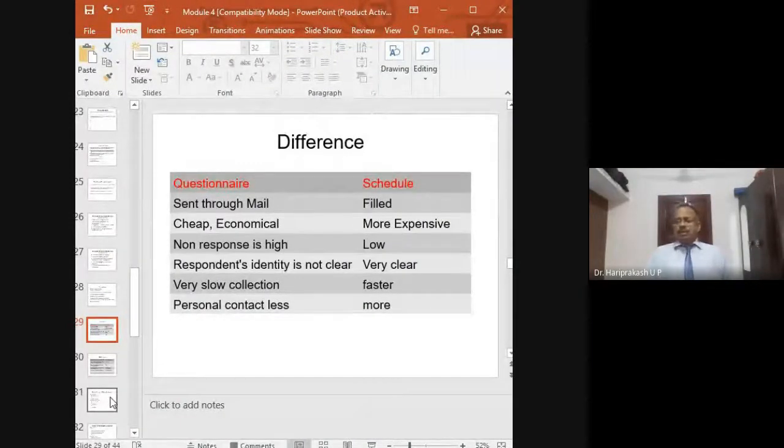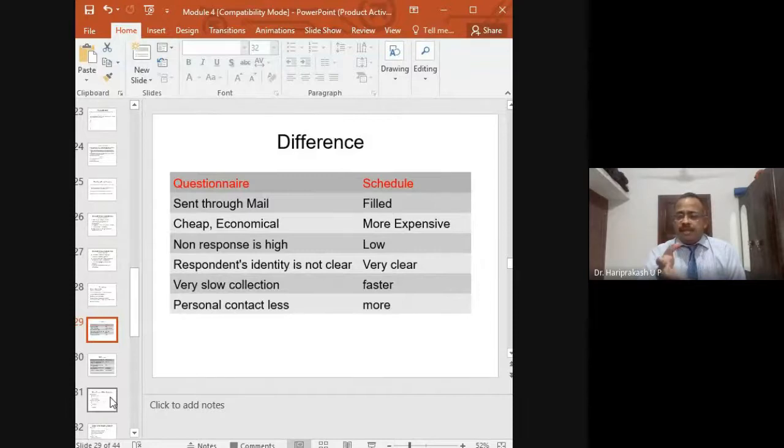But whereas schedule, it is low. The non-response is low. People not responding to schedule is low. Why? Because a teacher or an enumerator, who is a person responsible to collect data from the schedule, will be visiting the house. So you will not close the door, is it not? You cannot find people closing doors, that too when an enumerator is known. So people normally know about the teachers.